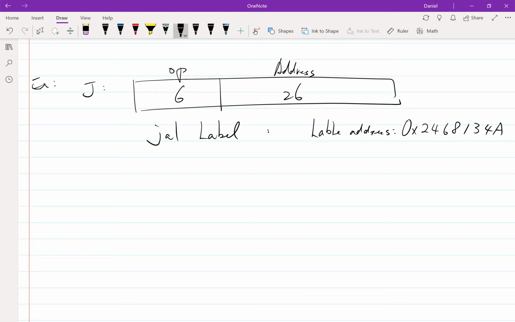So what do we do? All of this address, let's convert that back to zeros and ones. I have 2, 0, 2, right?